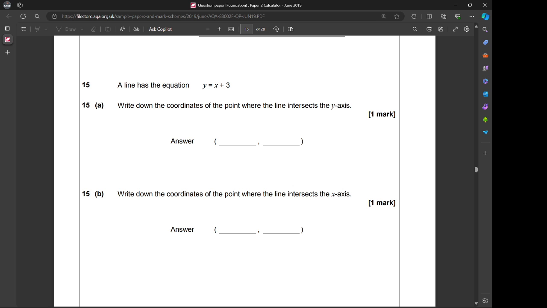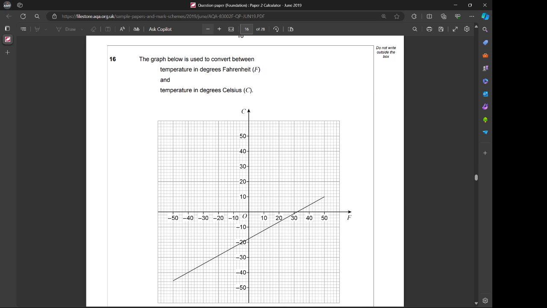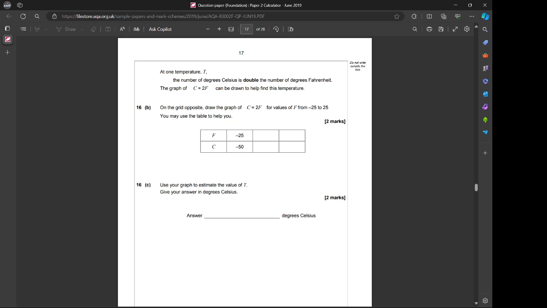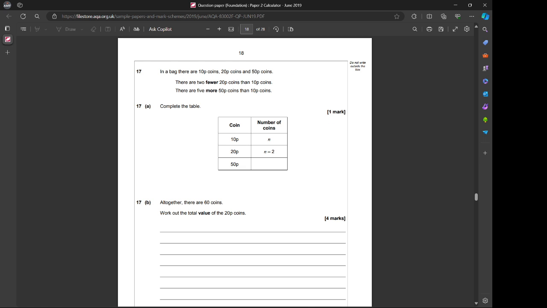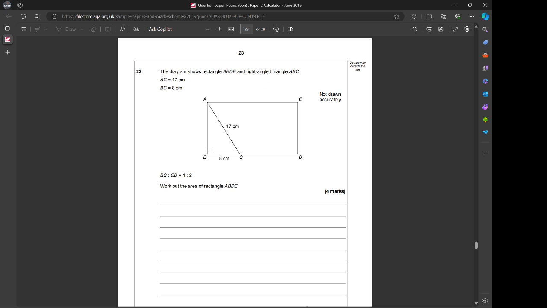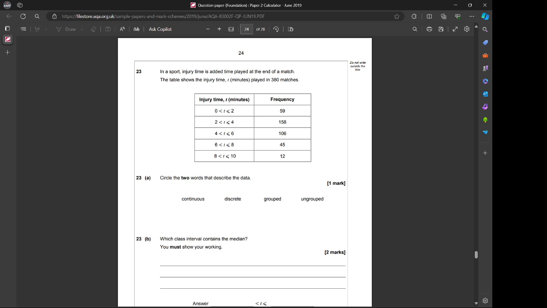Let's move on then. This one's a graph question. What I might do here is just skip it because it's going to be quite long. How many do we have? That's fine. I'm going to skip to question 20.